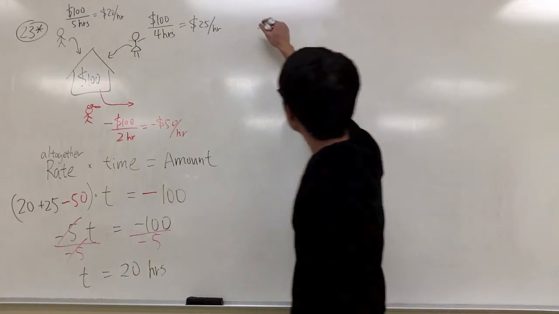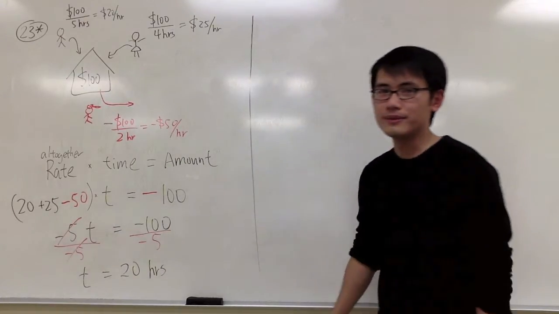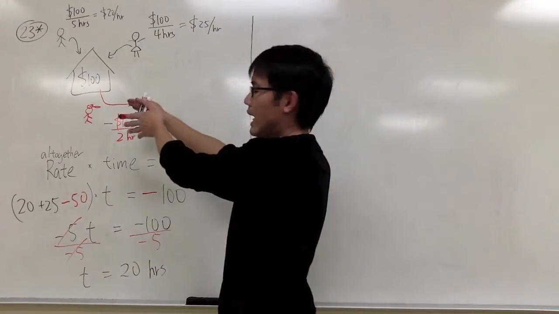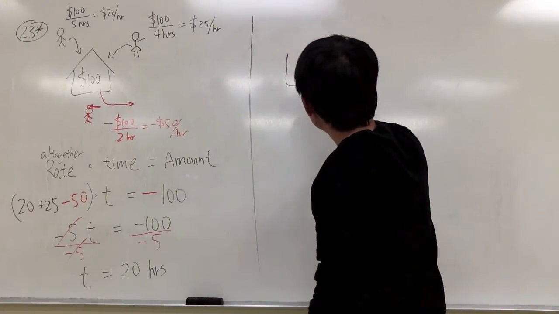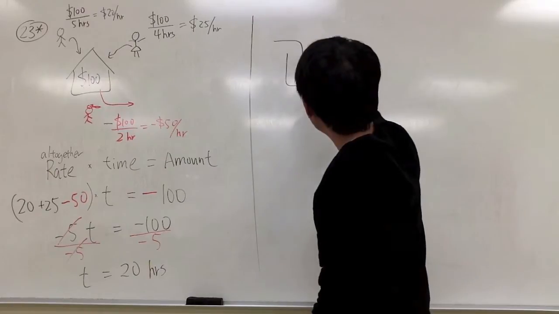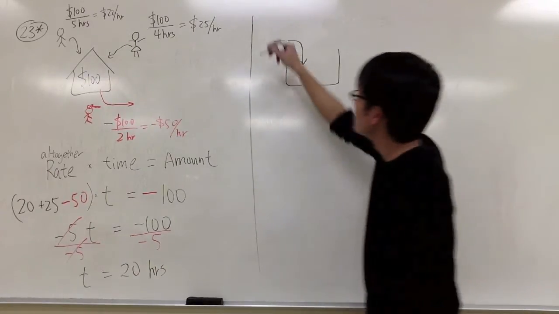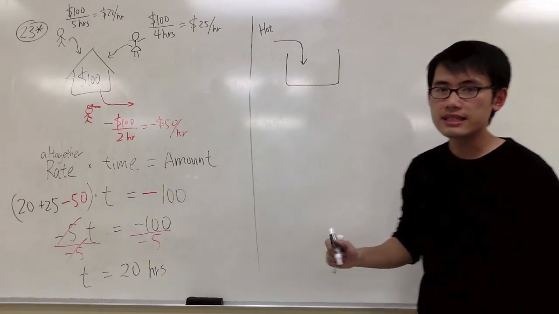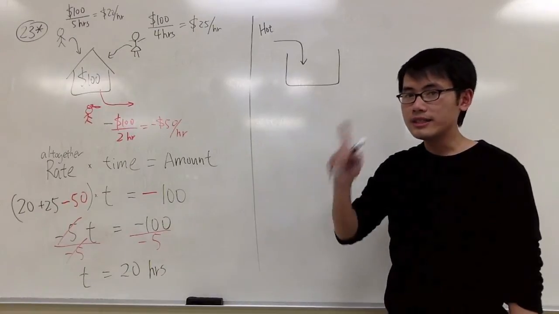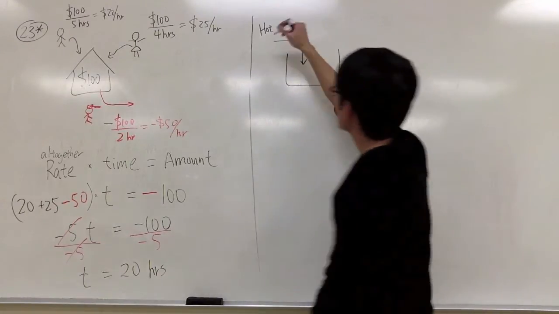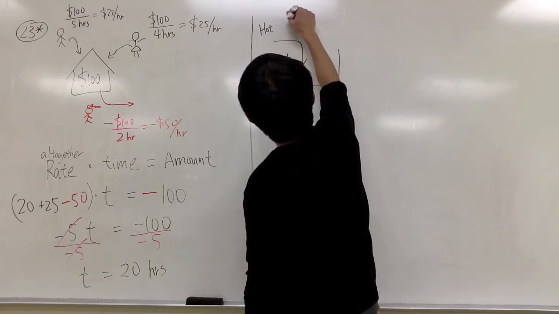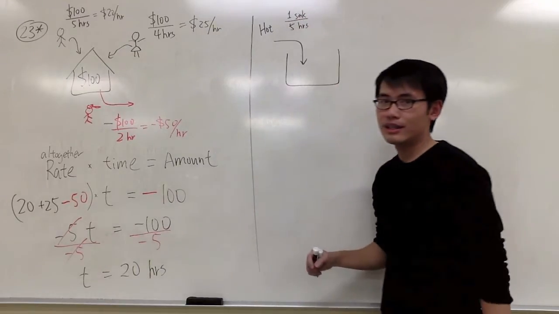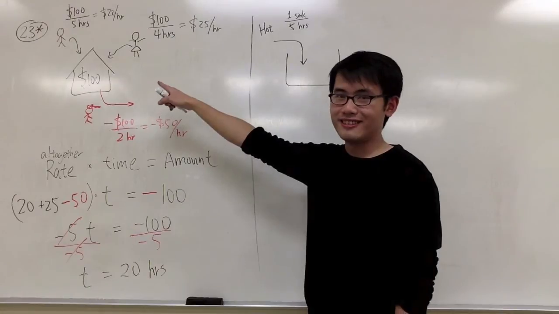And now let's look at the real question number 23. Instead of the house money, we have a sink. And we have the hot water going into the sink. The rate of the hot water is, it says, you can fill one sink in 5 hours. So the rate for that is one sink over 5 hours. And you see that's exactly what we did for the dad as well, right?